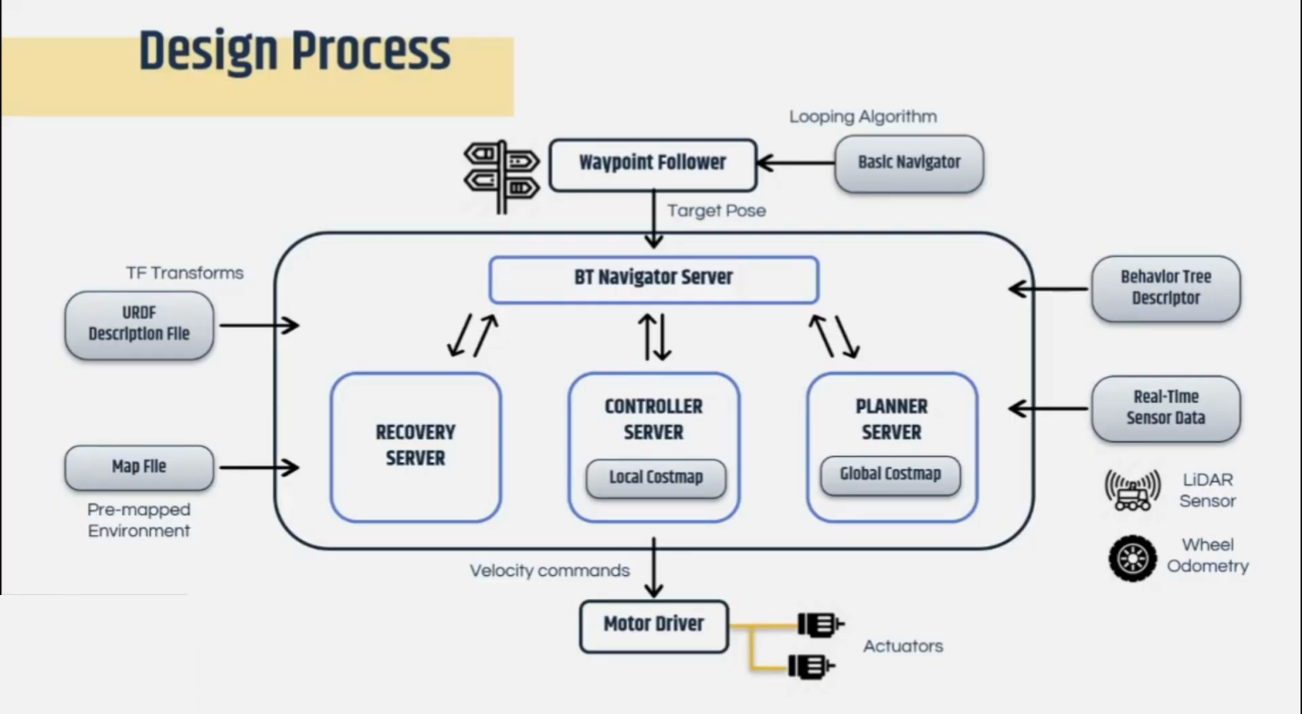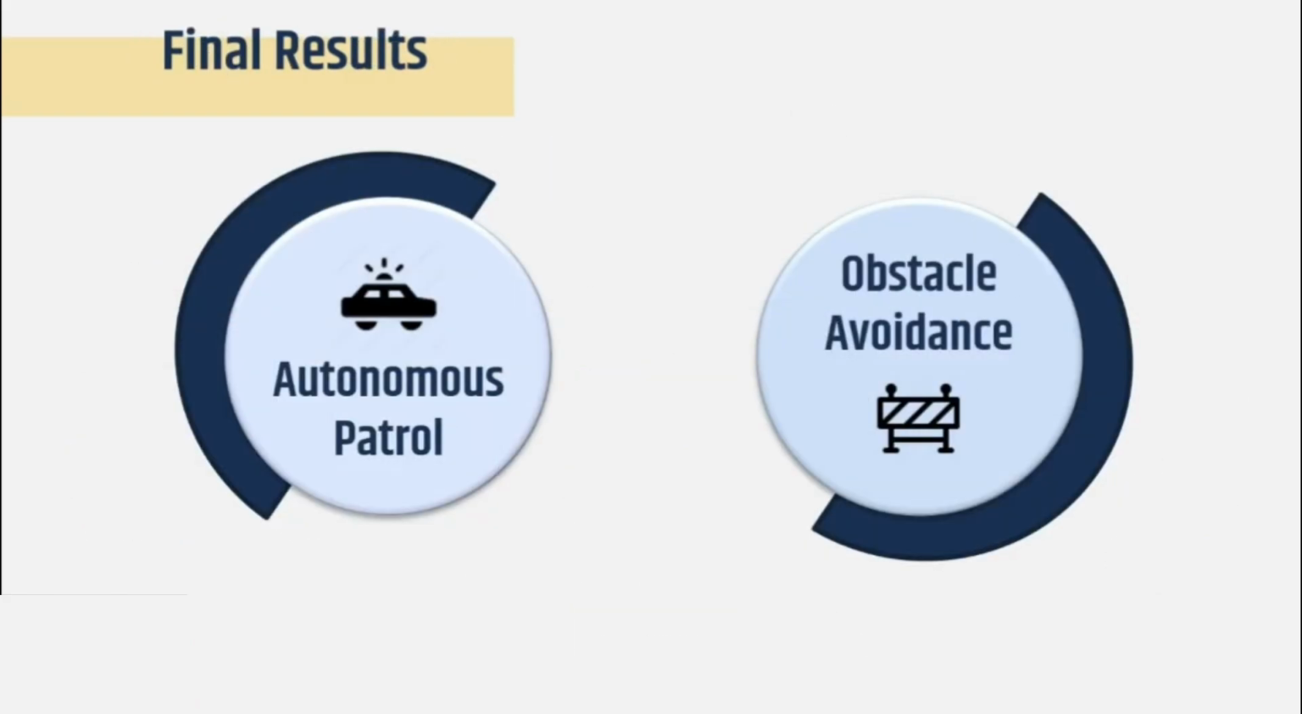By using a looping algorithm, the waypoint follower node constantly provides a target pose to the navigation server, and this navigation server in turn will provide a velocity command to our actuators, which are connected to a motor driver. In this case, we are able to produce a final result which consists of autonomous patrolling capabilities combined with obstacle avoidance.